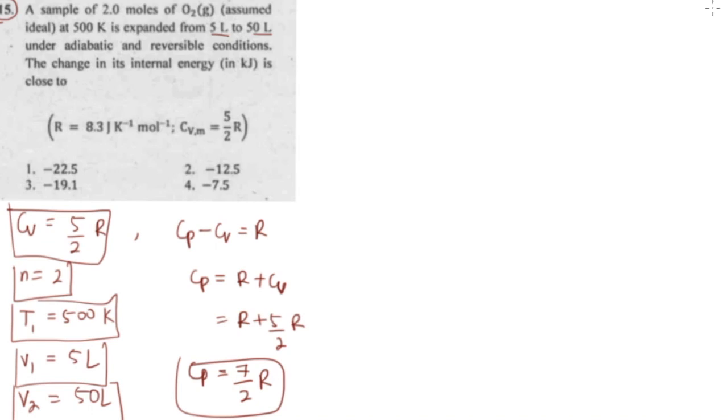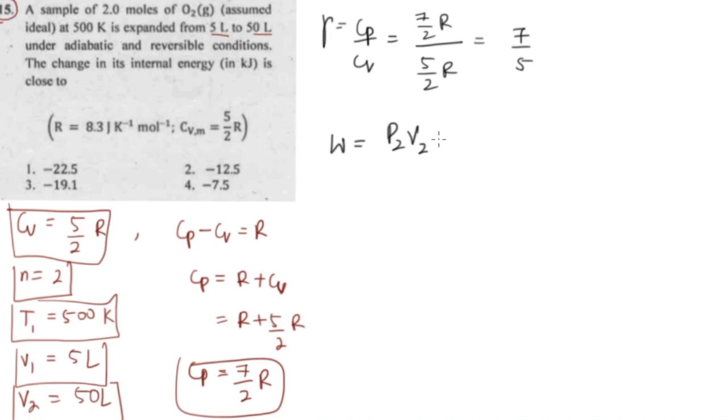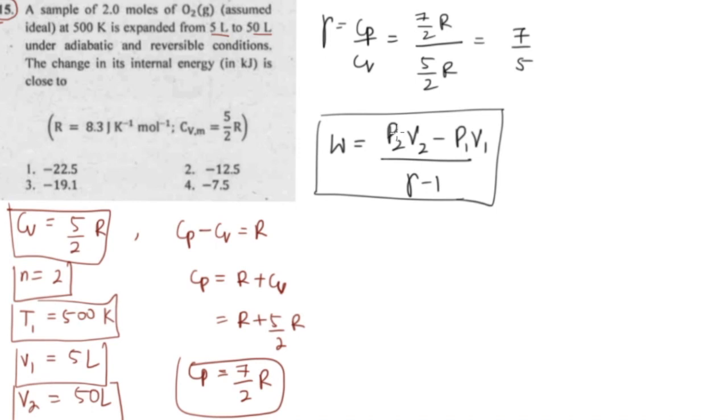First of all, we'll calculate gamma. You know that gamma is Cp upon Cv, which is equal to 7/2 R divided by 5/2 R, so that will be equal to 7/5. So that will be the value of gamma. Now we know that work done under an adiabatic reversible process is given by this formula: P2V2 minus P1V1 upon gamma minus 1. This is the formula to calculate work done for an adiabatic reversible process. That's why I have calculated gamma, because we need it in the equation. P1V1 and P2V2, we have to solve those as well.